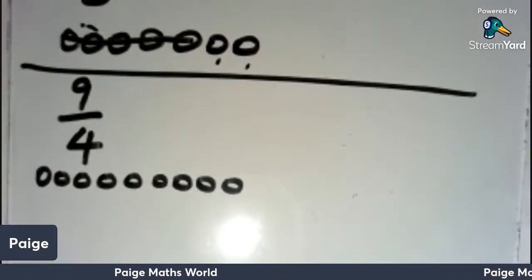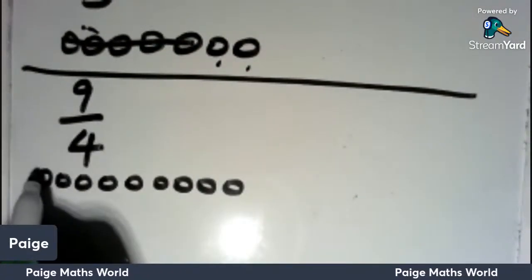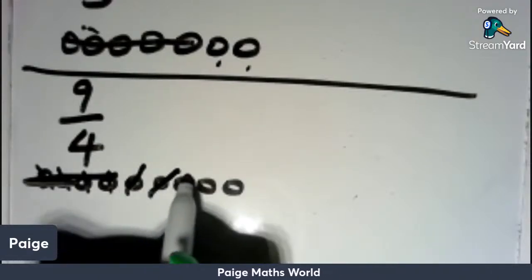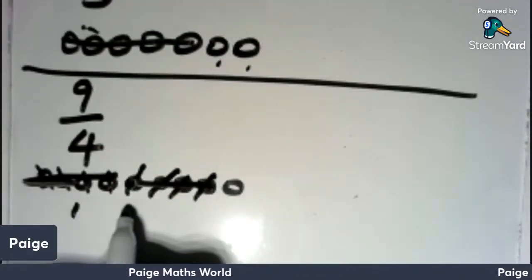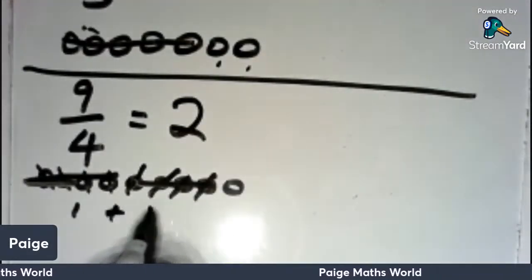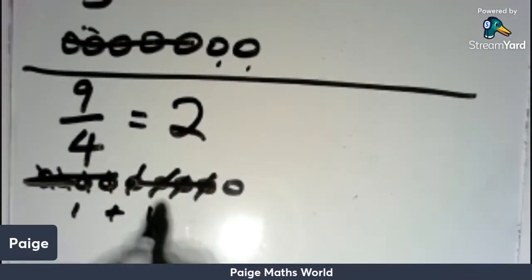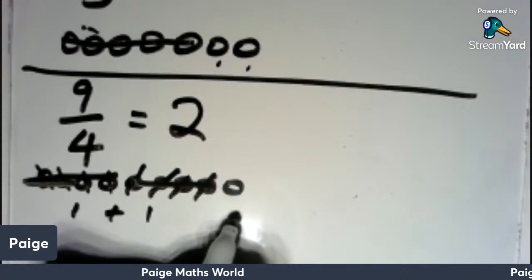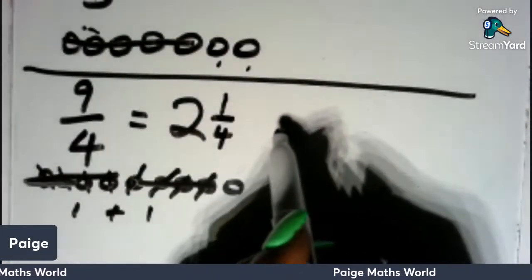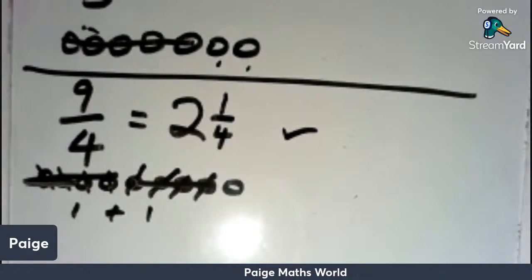So we know we can get 9. We can get 4: 1, 2, 3, 4. So we get 4 one time. 1, 2, 3, 4. We get 4 two times. So we get 4 two times, right? We can get 4 from it two times. And how much is going to be remaining? 1. And so we put that 1 over 4. And so 9 over 4 is the same thing as 2 and 1/4.